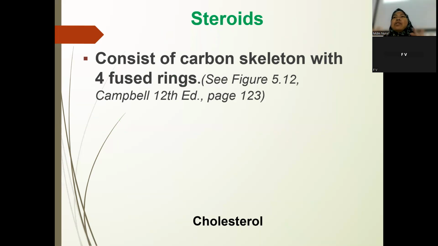Okay, so we finish with phospholipid. Okay, now take 5 minutes break and we will continue.